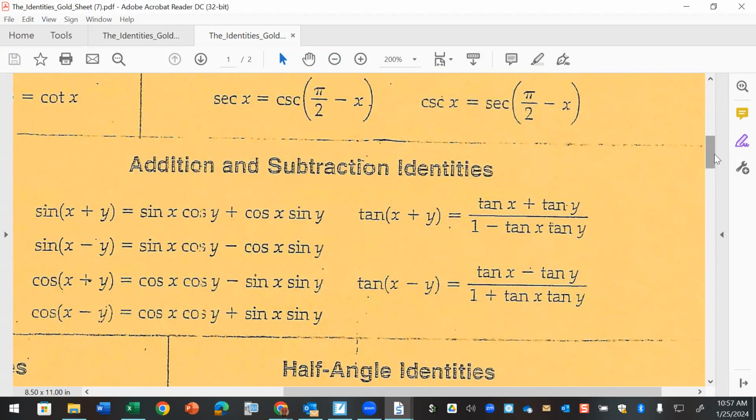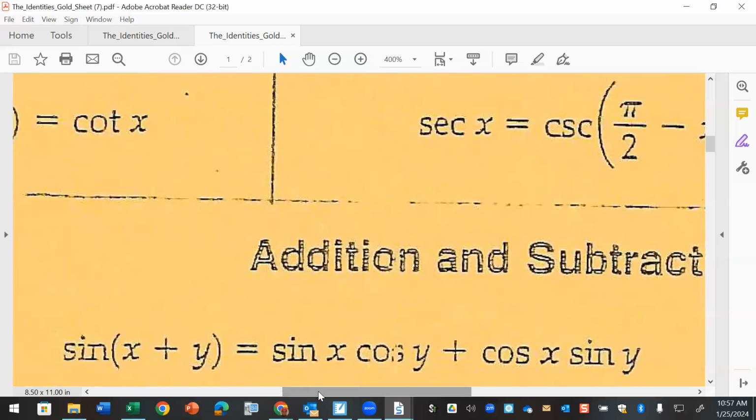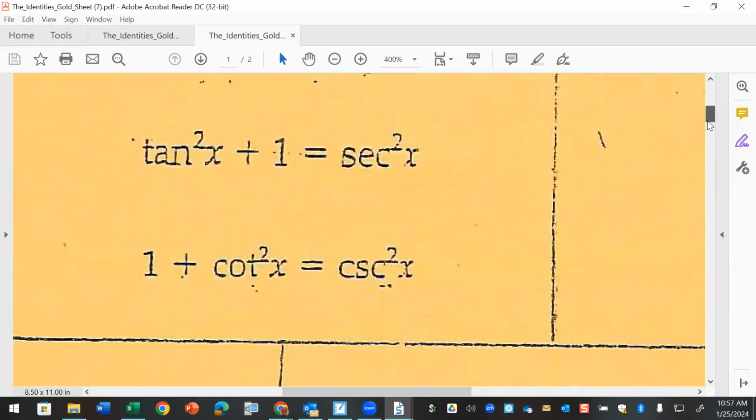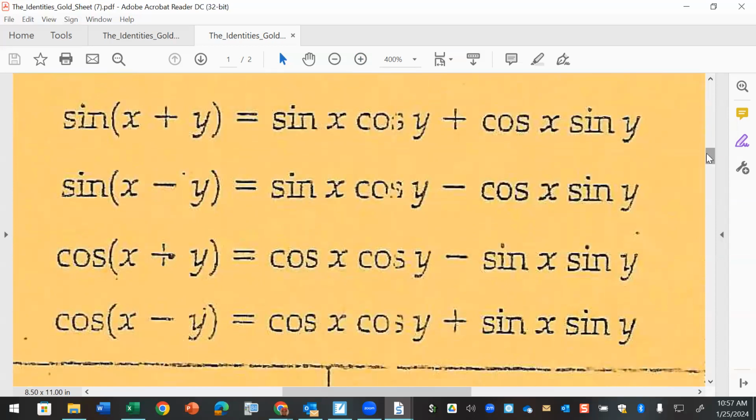All right, you got sine plus, sine minus, cosine plus, cosine minus, tan plus, tan minus. No others. Okay, but look at the pattern for the sines and cosines. Do you have to memorize these? No, I'm letting you use the gold sheet, but I guess it would be nice if you understood where they were.